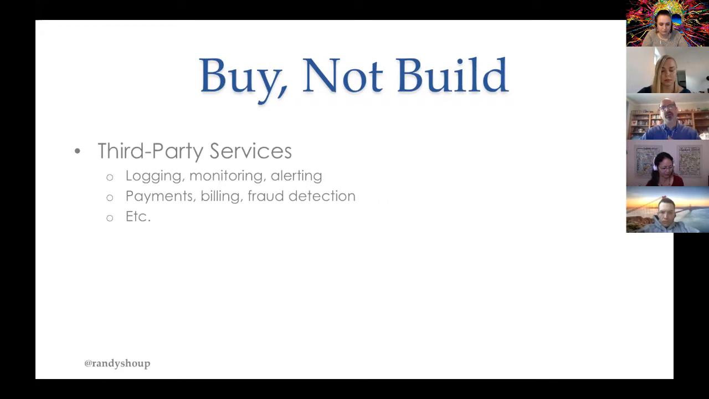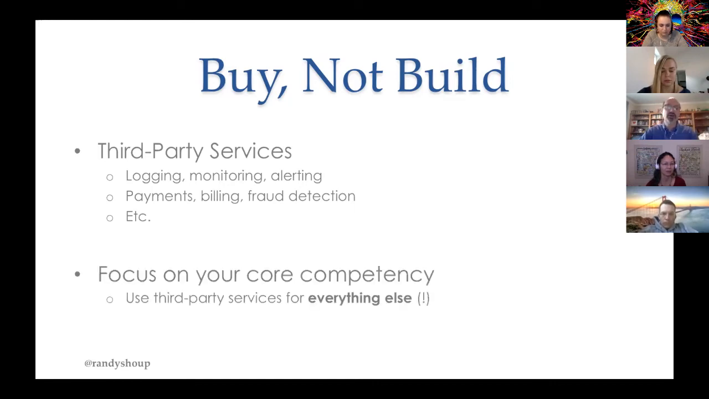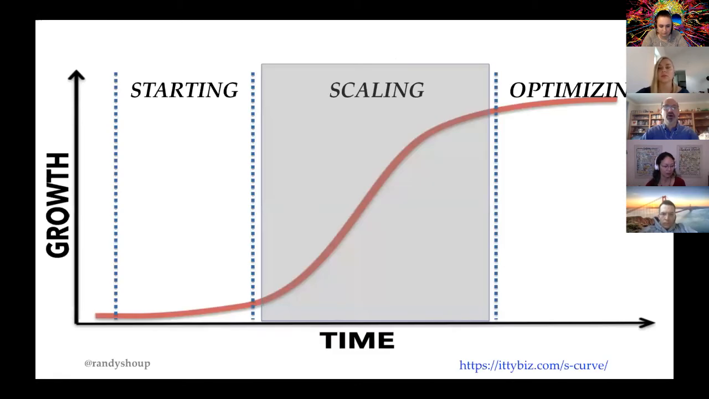And again, not spending our time building out services that other people do as their jobs. So I strongly recommend at this phase leveraging somebody else's logging infrastructure, somebody else's monitoring, somebody else's alerting, and leveraging third-party payment infrastructure, billing, fraud detection, all these kinds of things that are not the core competency of my business, which I should absolutely be delegating and paying somebody else to do. And so the insight here, and it's pretty obvious, is that at this phase in particular, we should be focusing on our core competency, and anything that's not our core competency, we should be deferring or delegating to someone else. Cool. So that was the starting phase.